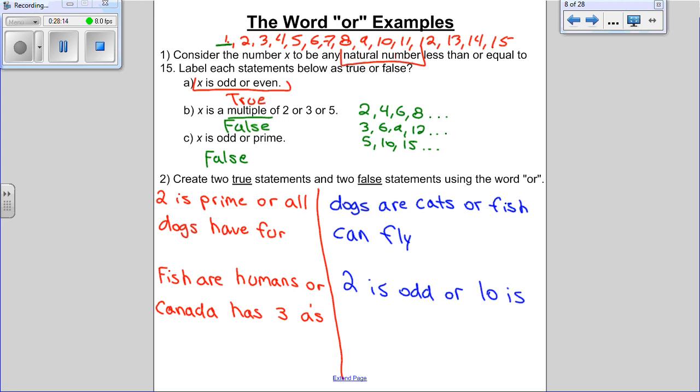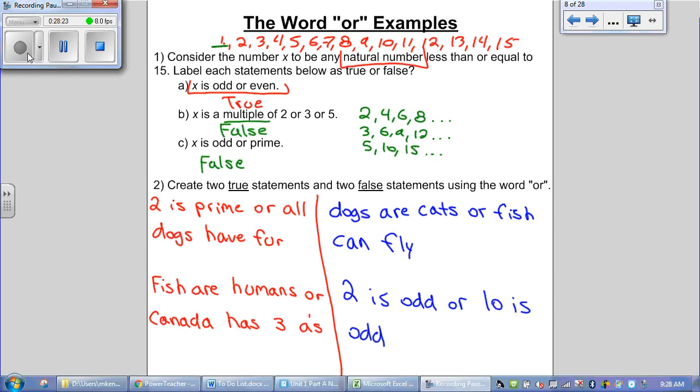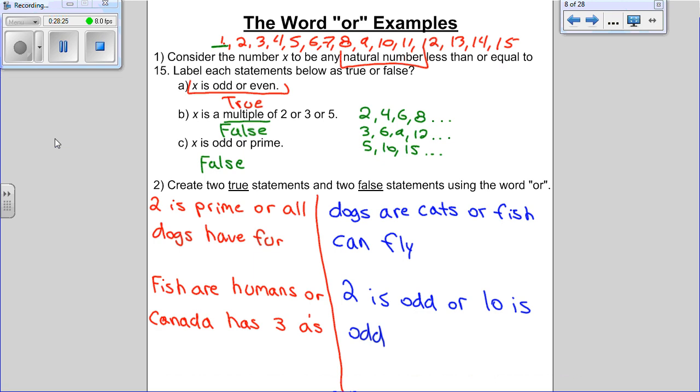The first statement, 2 is prime, that's true. 2 is a prime number. It can't be divided by anything. Right? And then all dogs have fur is not true. But if you have 1 true with the word or, the whole thing is true. Second statement says fish are humans, that's false. Or Canada has 3 A's, right? The word Canada has 3 A's in it, which would be true. So that means the overarching thing must be true.